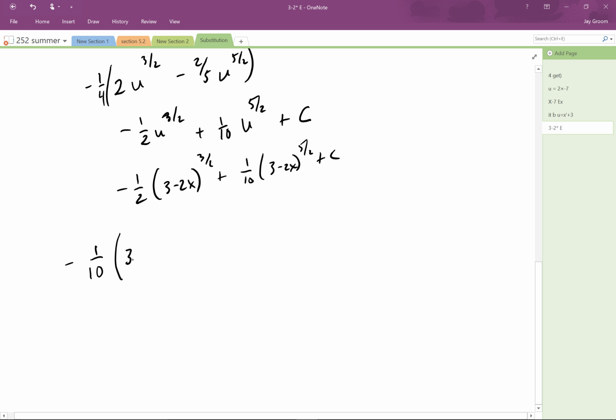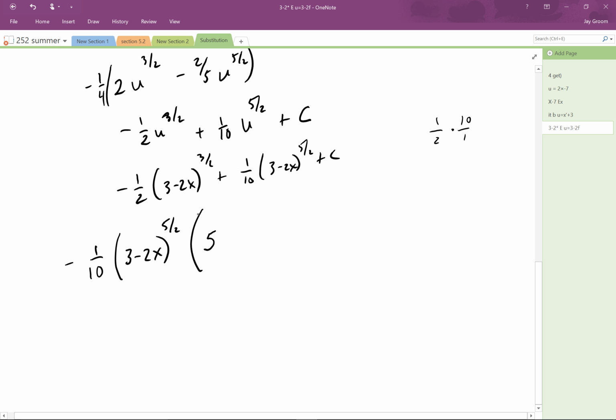And while we're at it, let's pull out a (3 minus 2x) to the 5 halves out of both of them. Awesome. Wait, what? So, what's negative a half divided by negative a 1/10? Alright, well, it turns out it's 5. Right? So, a half divided by a 1/10, this means invert and multiply. Yep, it's 5. Wait a minute. I took 5 halves out of this guy.